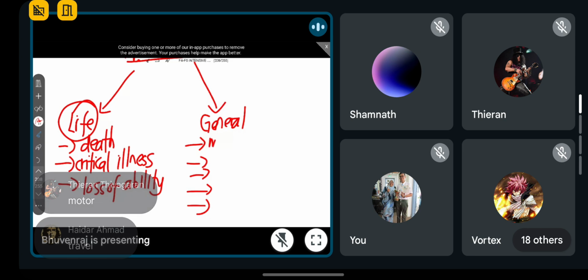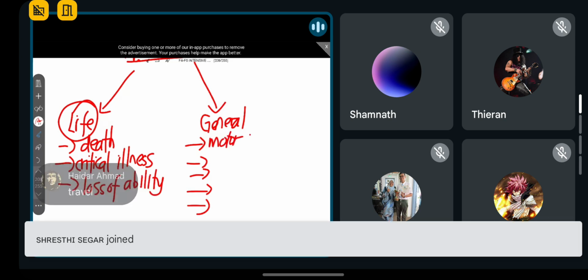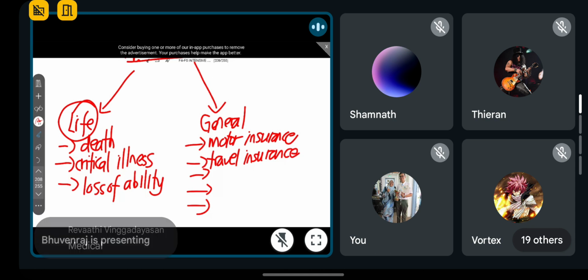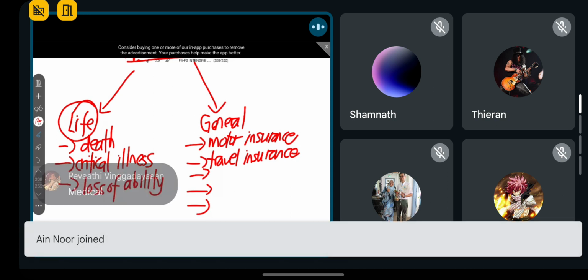Yes, very good point. Motor insurance. Lagi. Insurance motor tu salah satu insurance. Yes, very good. Travel insurance, correct. Lagi. Car comes under motor, Anusri. Already covered. Car dan motor, kereta dan motosikal datang di bawah motor insurance.